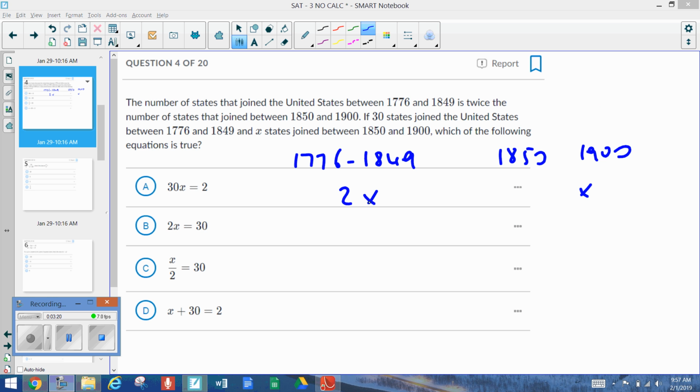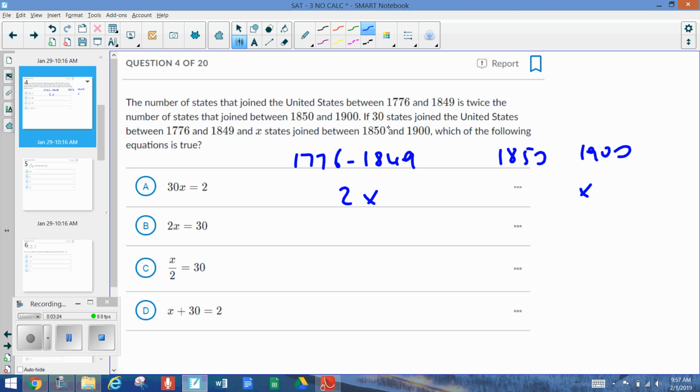Twice, I can call this one 2x and this one x. And it's given what 2x is. 30 states joined the US between 1776 and 1849. So what does that mean? How many states are going to be here? 15 states will be joining in the years between 1850 and 1900.